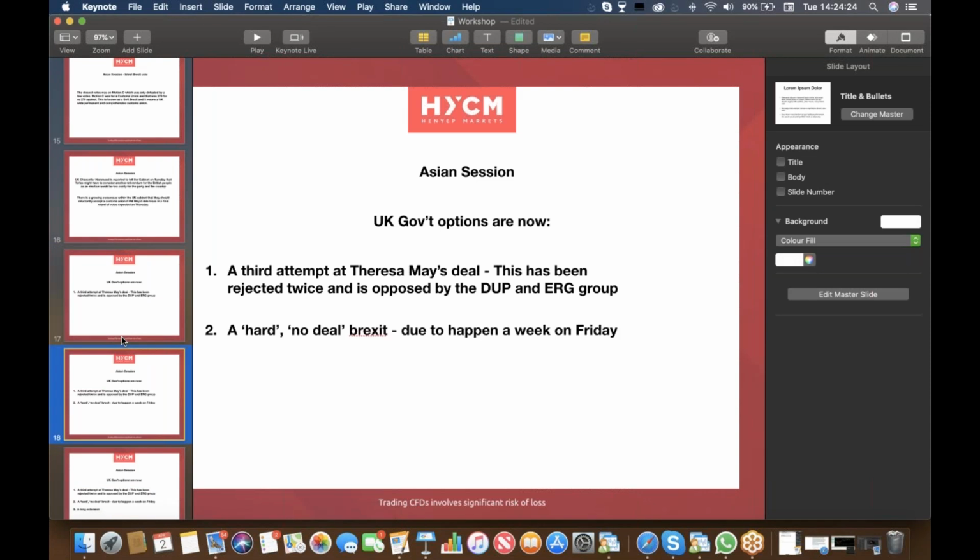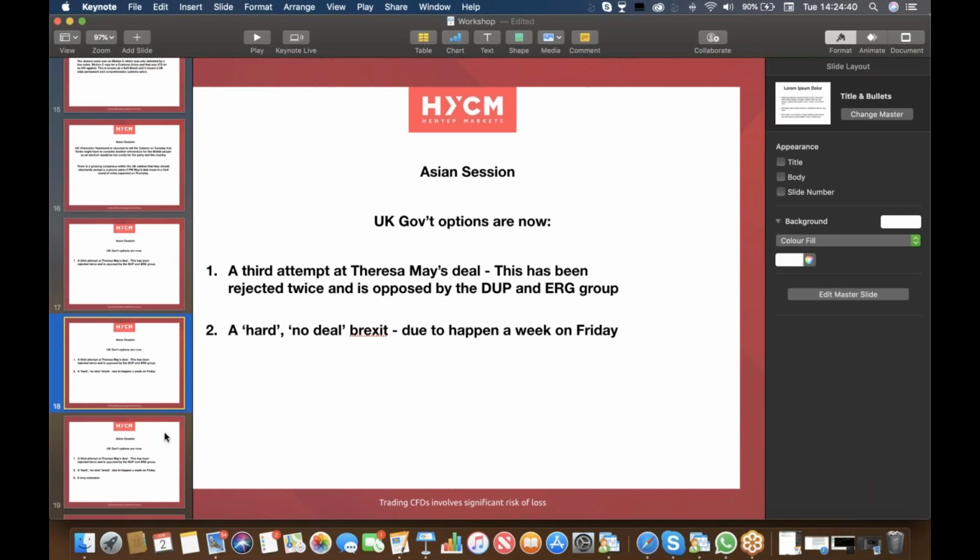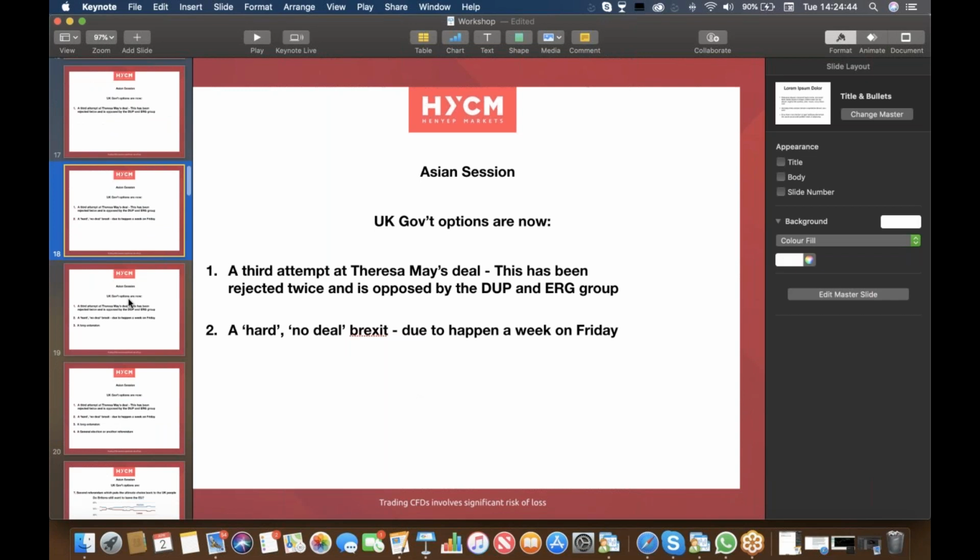Now, the baseline scenario at the moment is that there will be a hard or no-deal Brexit, due to happen a week on Friday. If this happens, we will be looking at the pound falling to 1.20 in no time at all. This is a hard no-deal Brexit, and it is due to happen a week on Friday. So that's a very real risk for the pound.